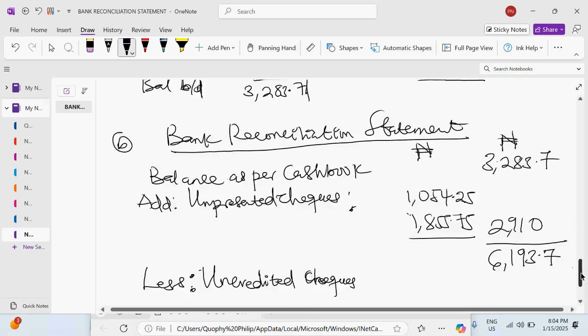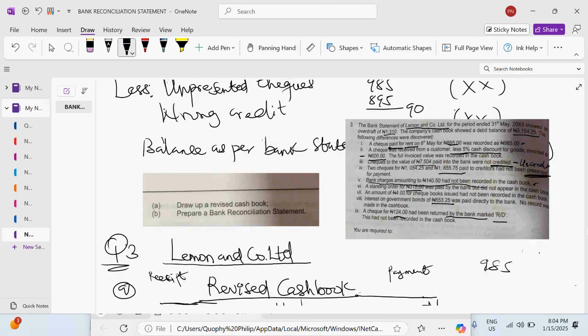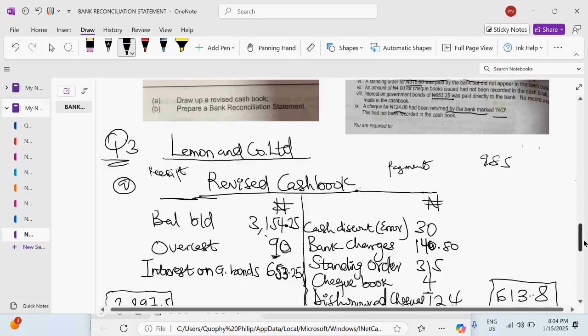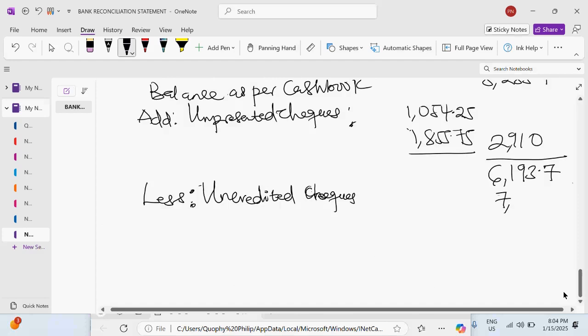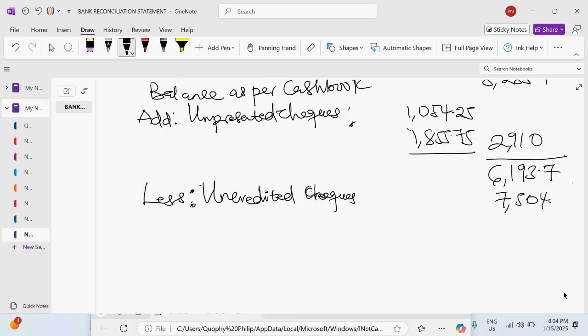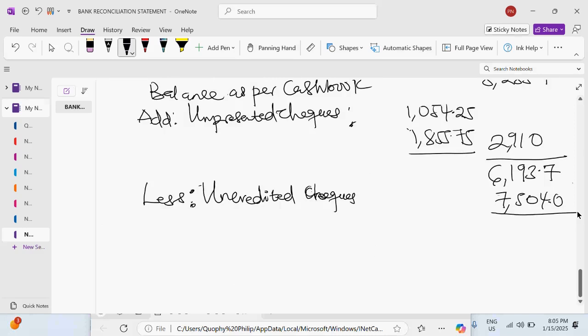So what was the uncredited check that we identified? 7,504. Right? So what do you have? That will be a negative balance.